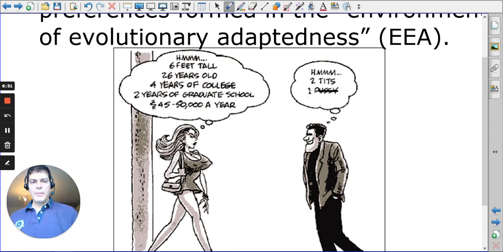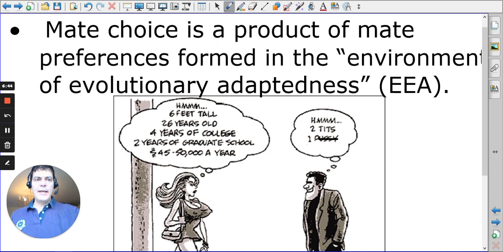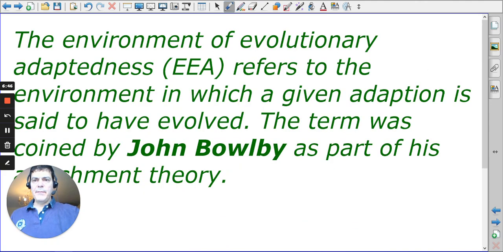For her, she's looking for a particular kind of attributes that help suit her, and he's obviously fairly superficial and looking just for certain things. Okay, so that EEA is something which Bowlby actually wrote about. It says the environment in which a given adaptation is said to have evolved. And we find that it's part of his attachment theory as well.